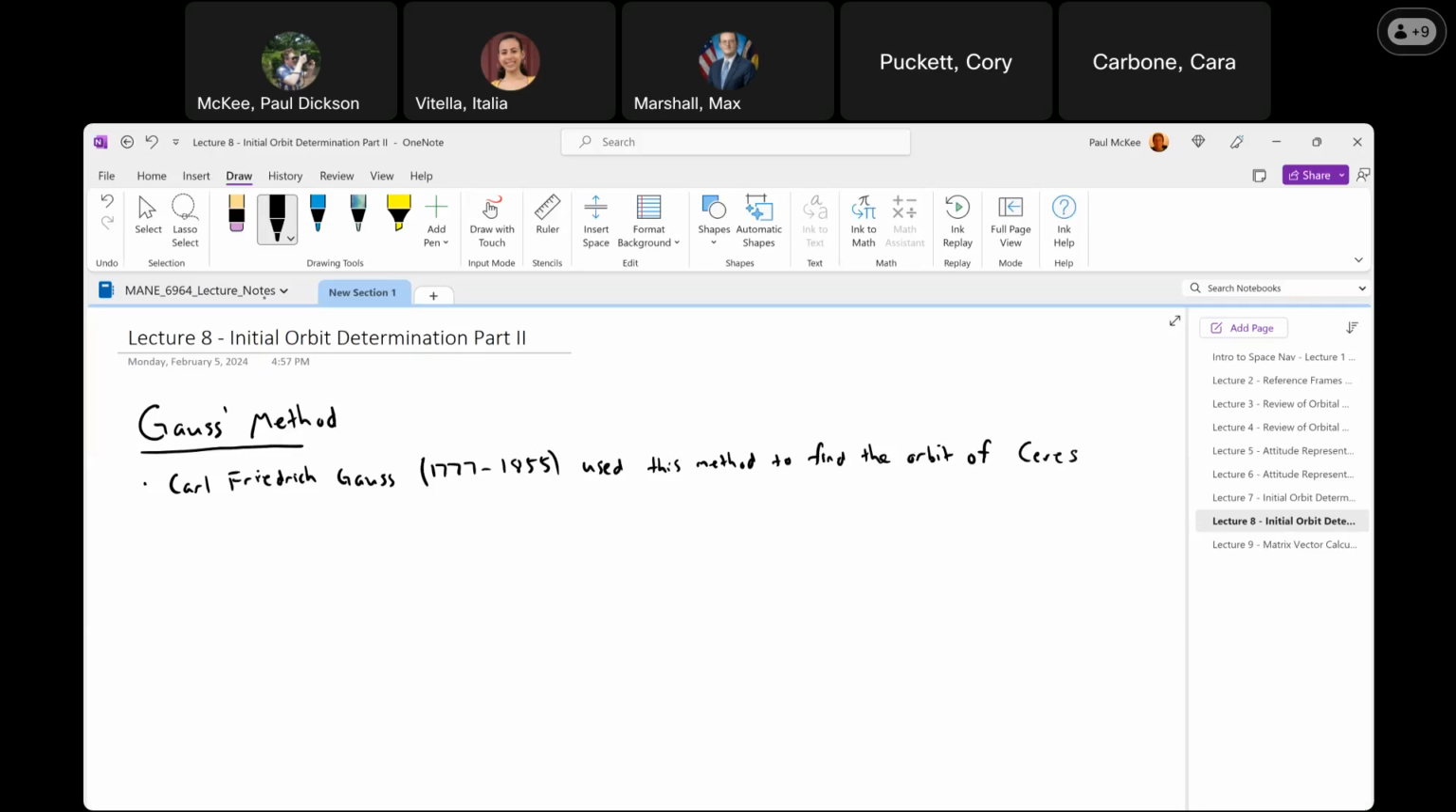Ceres was known about, but Carl Friedrich Gauss used his method to find the orbit of Ceres, or the first asteroid. Of course, it's not actually the oldest, but it's the oldest within human awareness. In 1801, astronomers found this asteroid. It's so large that it's roughly spherical under its own gravity, as opposed to other asteroids. So it is planet-like.